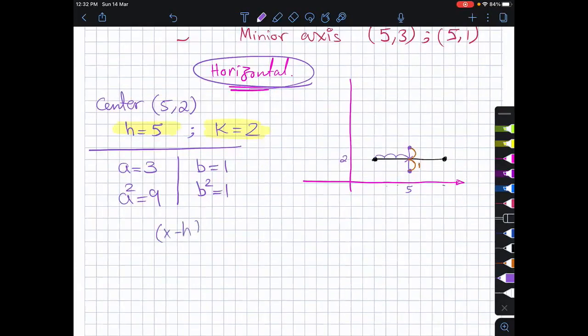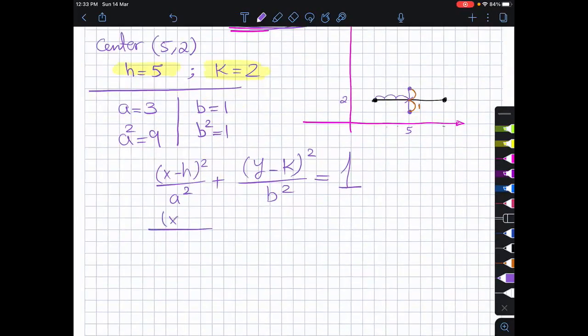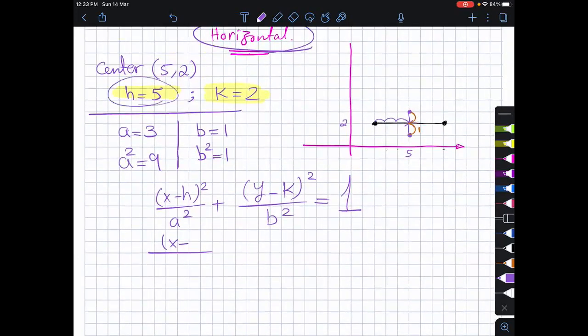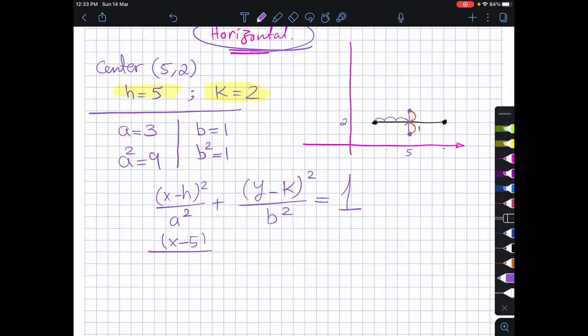So the equation is x minus h all squared over a squared, plus y minus k all squared over b squared, equals 1. So it is x minus 5 squared over 9, which is a squared, plus y minus 2 all squared over 1, which is b squared. Over 1, you can just leave it. This is your final answer. Thanks a lot.